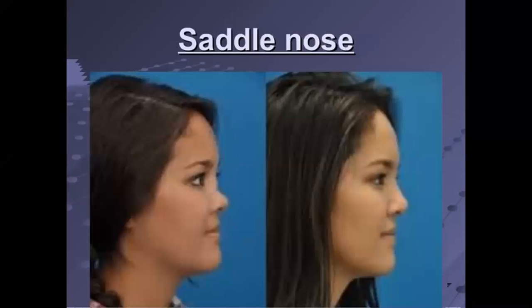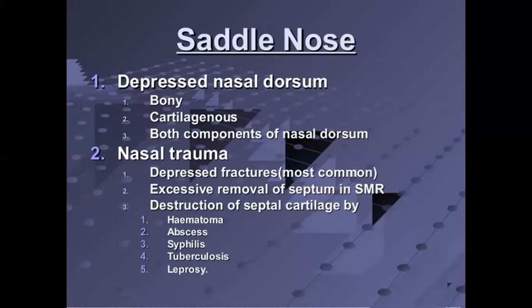This is the saddle nose, like this, concave or convex, that type of deformity. In saddle nose deformity, what happened is the dorsum of the nose and septum is depressed, and that can be due to bones, cartilage or both. There can be damage to the cartilage only, there can be damage to the bone only, and there are certain patients where both bone and cartilage are damaged.